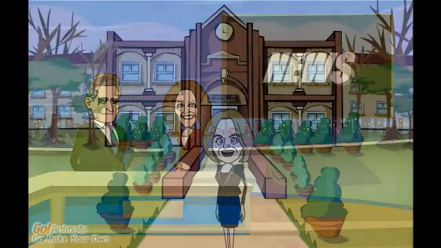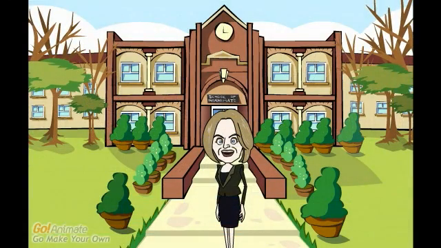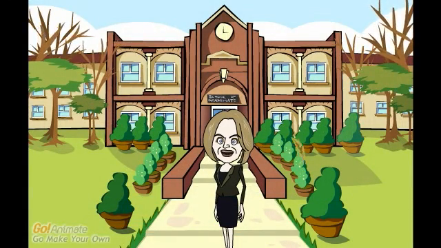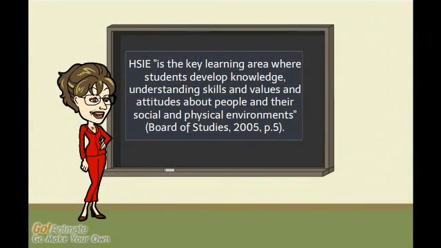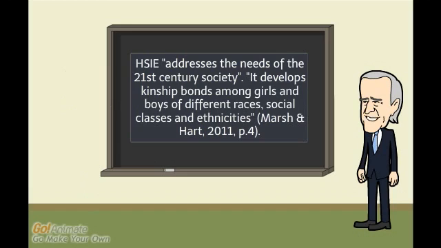Thanks, Grace. Today I am at a school on a mission to discover what HSIE, human society and its environment, is. This is what some teachers have said about it. HSIE is the key learning area where students develop knowledge, understanding, skills, values and attitudes about people and their social and physical environments. This subject addresses the needs of 21st century society. It develops kinship bonds among girls and boys of different races, social classes and ethnicities.